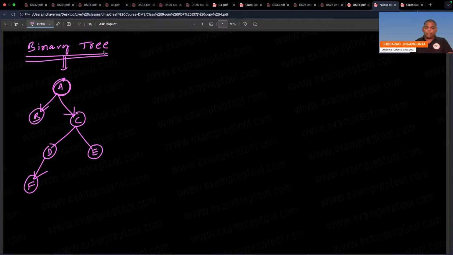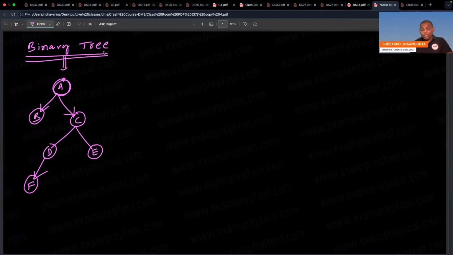It's a binary tree: A, B, C, D, E, F. The root is A, because from A everywhere you can go. A has two children, and children are nothing but out degree. So A has two children.